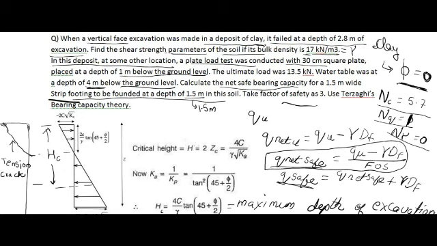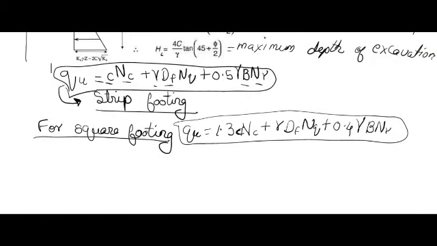Okay, next. We got Nc, Nq, N gamma. We have gamma also. So we have the width of footing also. Width of footing is given as 1.5 meters. It is told in the problem. Gamma we know. Depth of foundation is also 1.5 meters. So what's remaining? The Nc also we know.